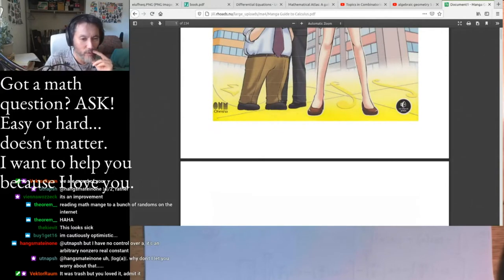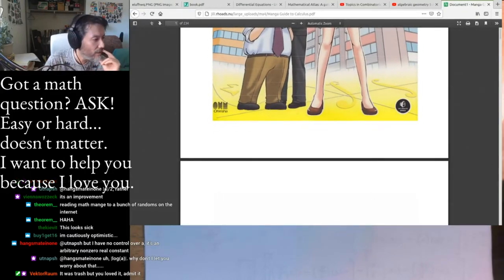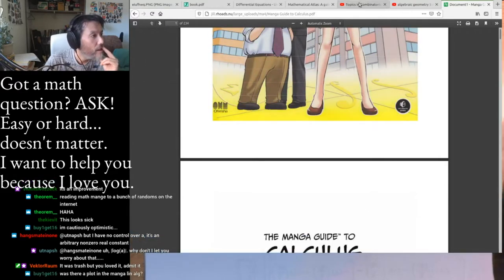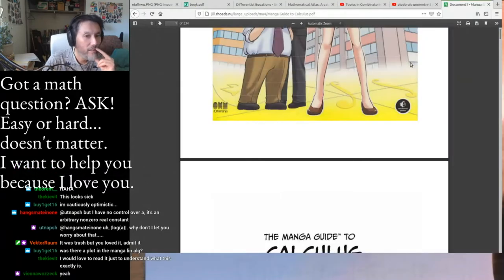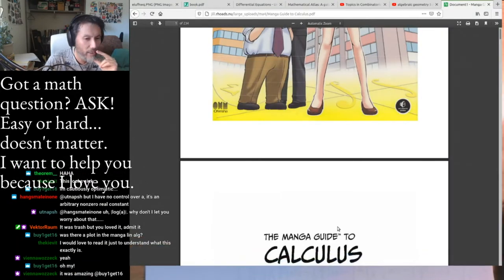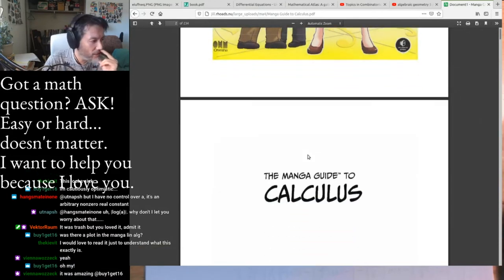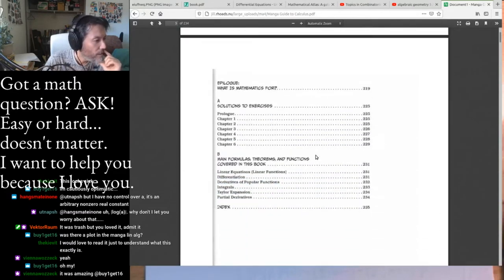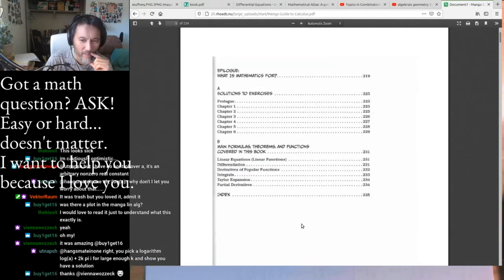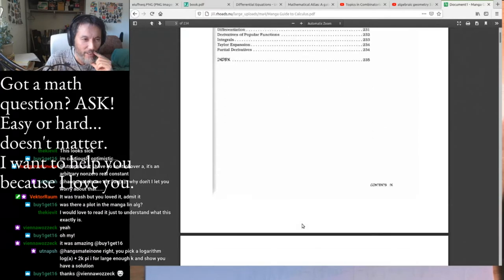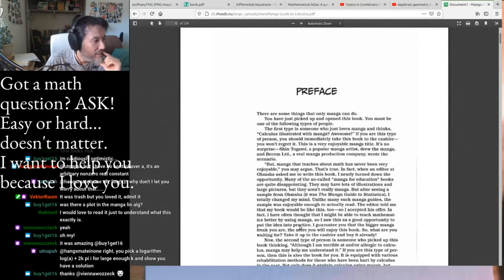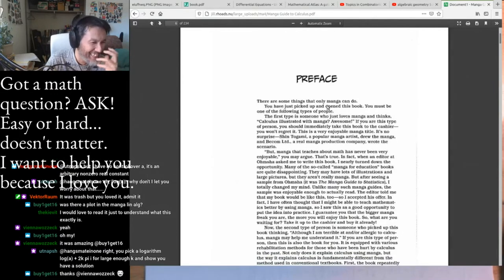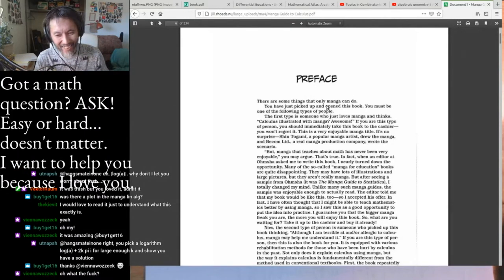Let's make this window bigger, shall we? Oh, no, I can't do it that way. I have to do it this way. Oops. I apologize, for some reason my computer likes to change the color on Firefox. Oh, look, this is a cheaply scanned version. Not sure if this is kosher? There are some things that only manga can do. What exactly are those things, huh?